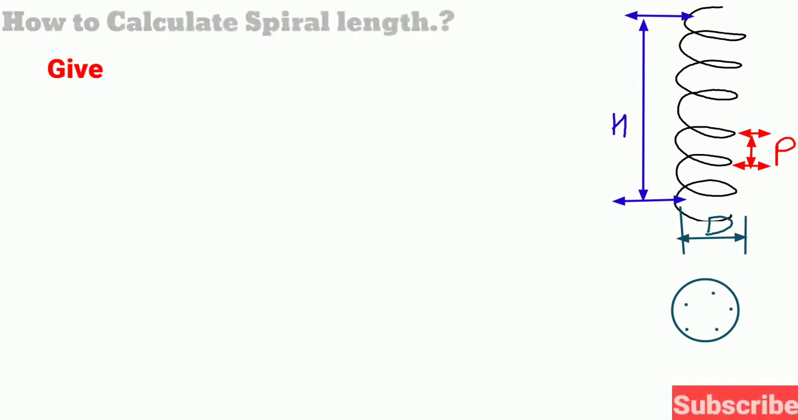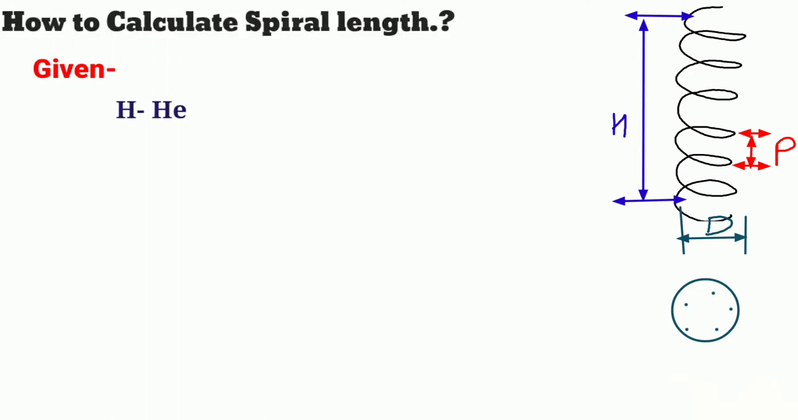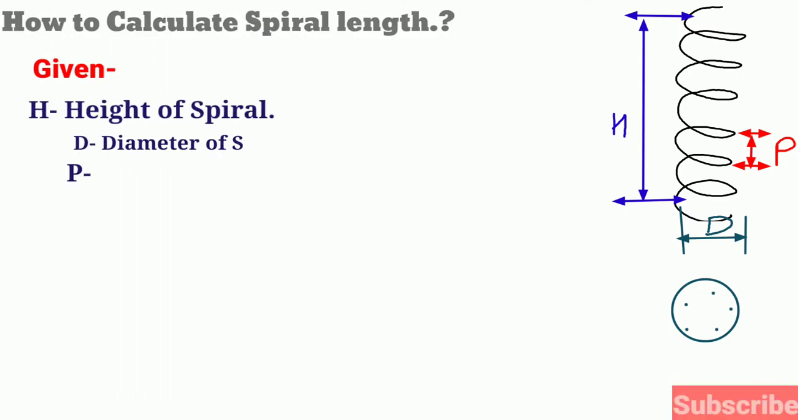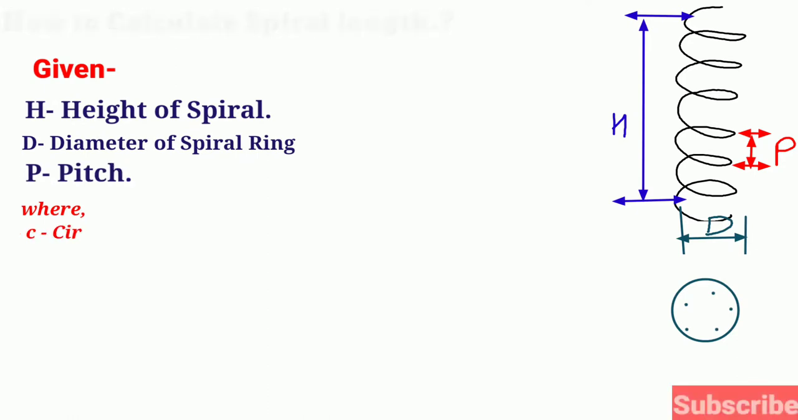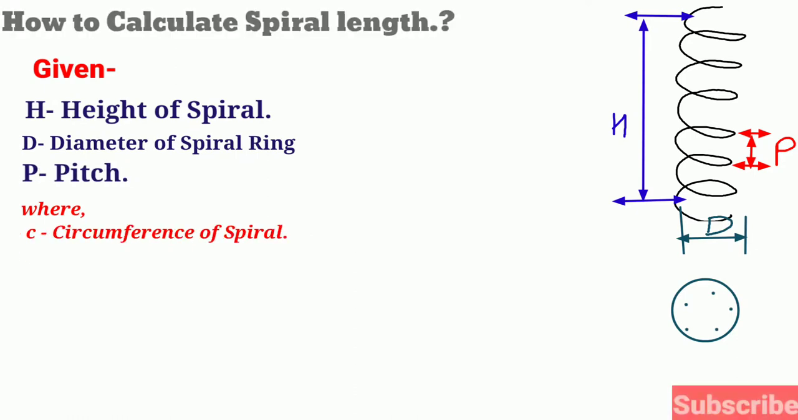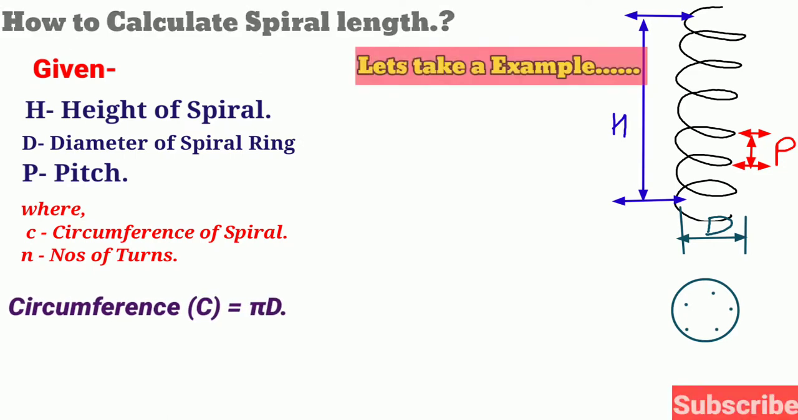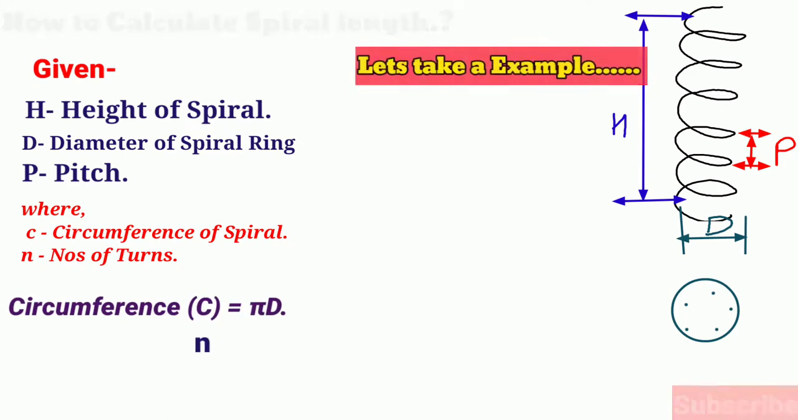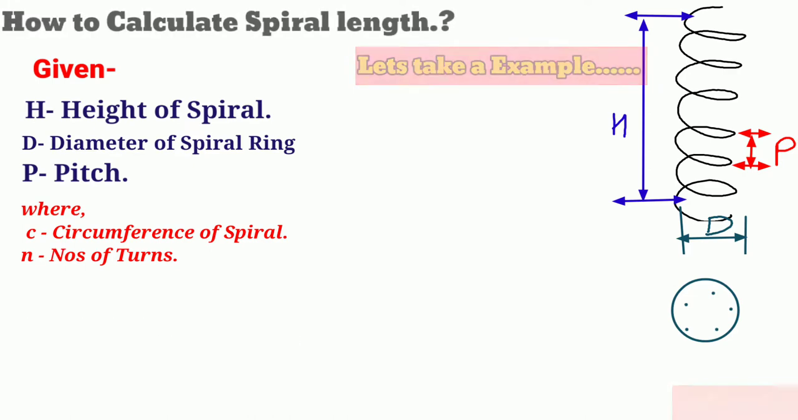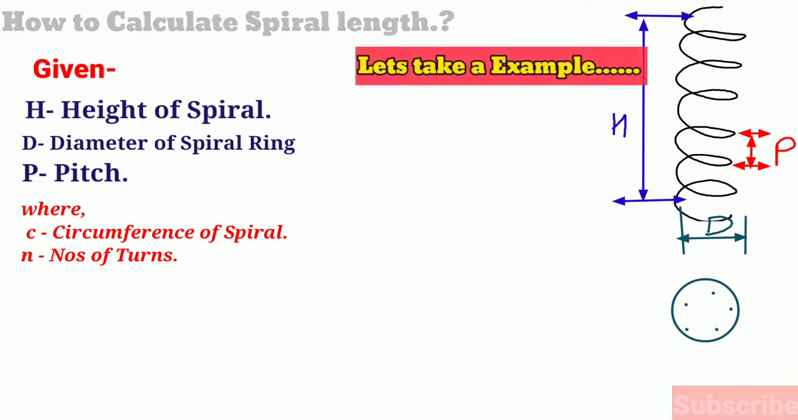To find out the length of a spiral, we require the height of a spiral, diameter of a spiral ring and pitch. Then we will calculate the circumference of a spiral and number of turns. C is equal to circumference of a spiral. The formula of circumference is equal to pi d. And number of turns is equal to h upon p, where h is equal to total height of a spiral and p is equal to pitch of a spiral.